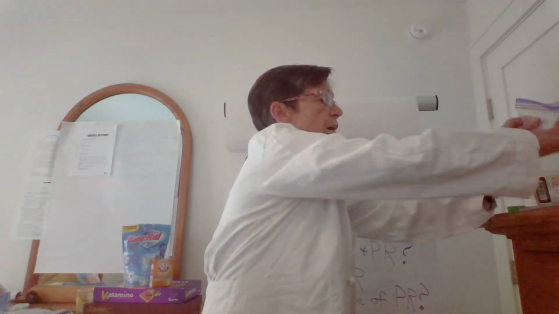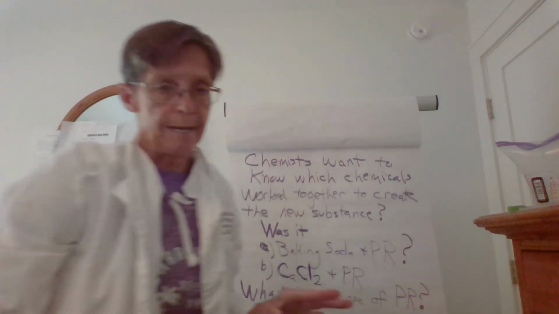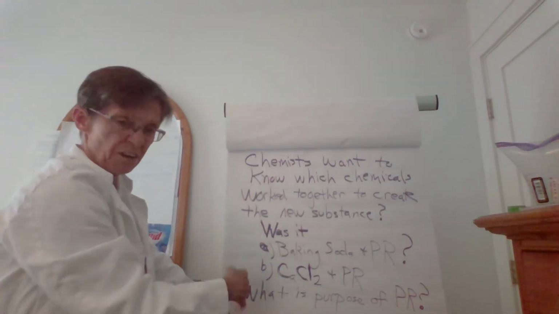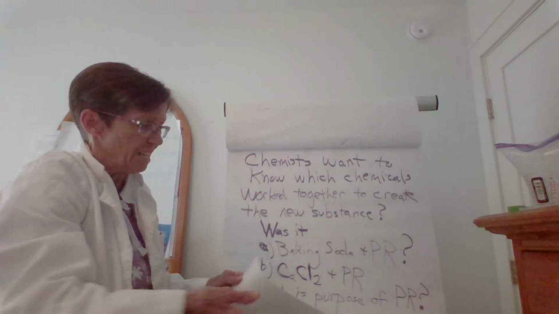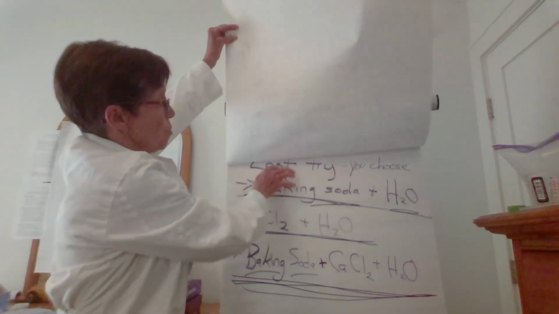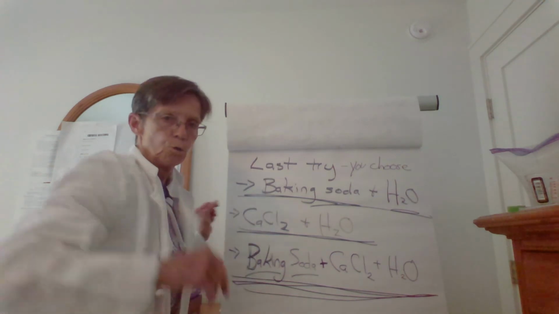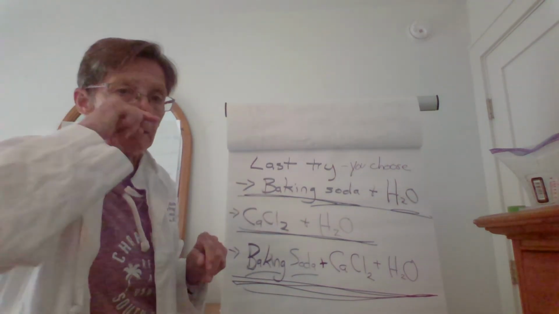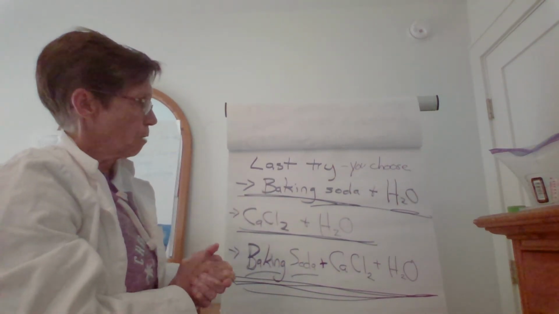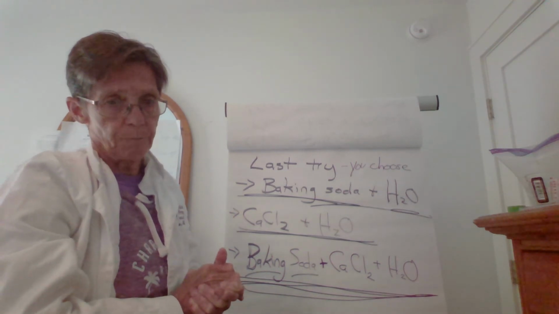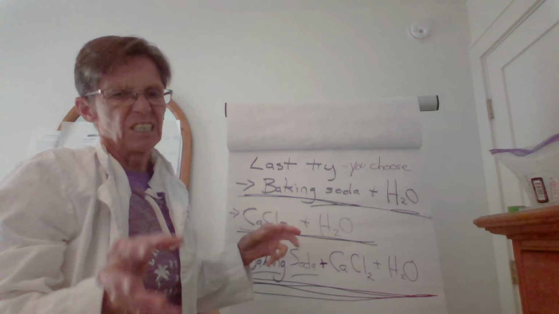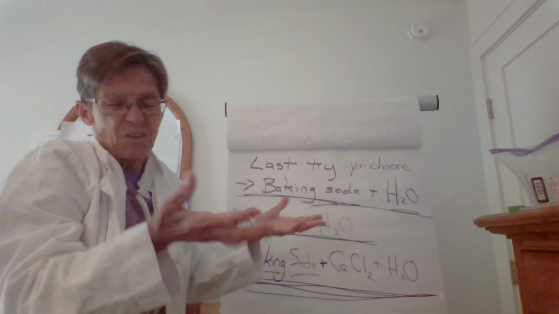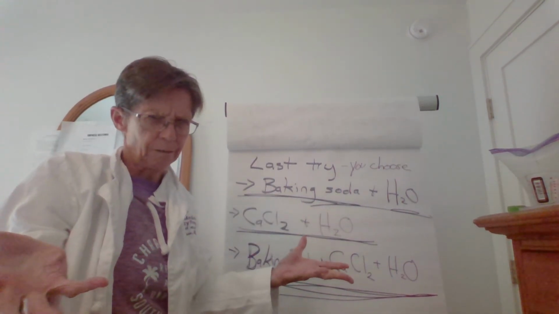So our very last attempt at this, all right, is to figure out the purpose of the PR, all right? Now, what is the purpose of the red stuff, all right? We're gonna do one last one. This is closing the lab up, all right? So our last try, I want you to choose. So this is where you have to write something down. We're gonna get rid of the phenol red. Now phenol red is a liquid. So what happens if we try water, okay?